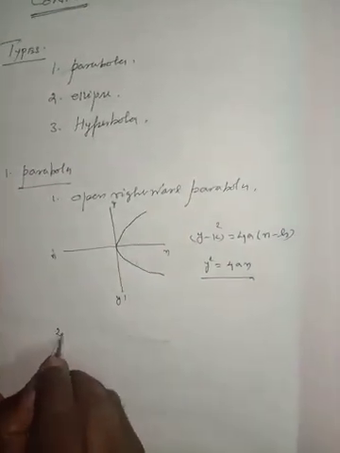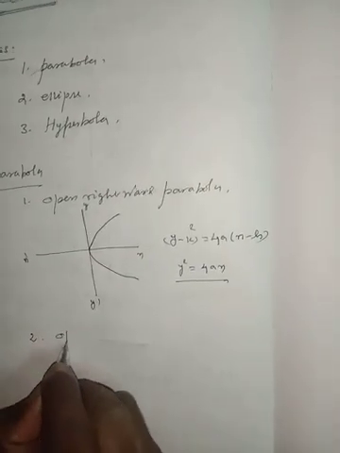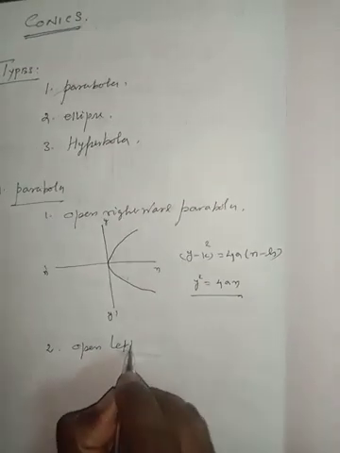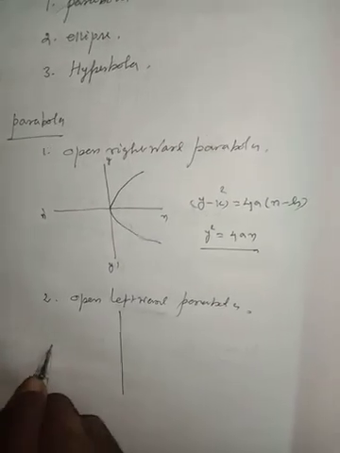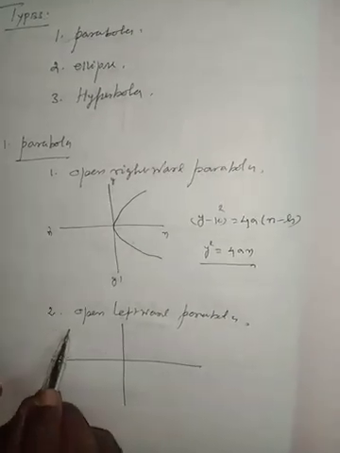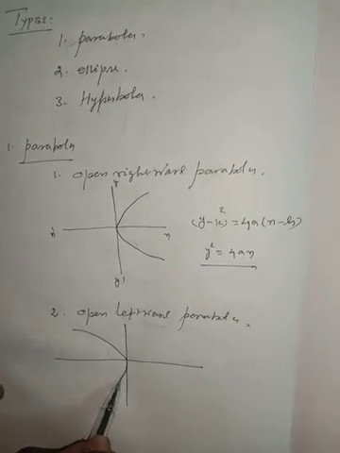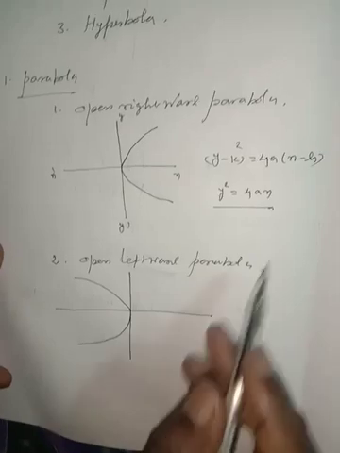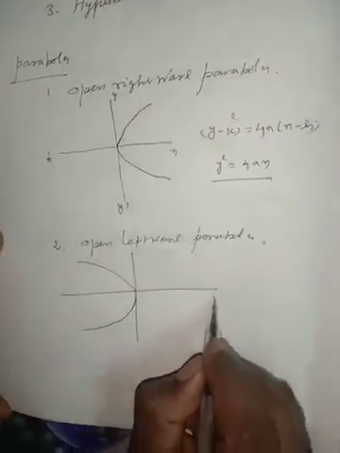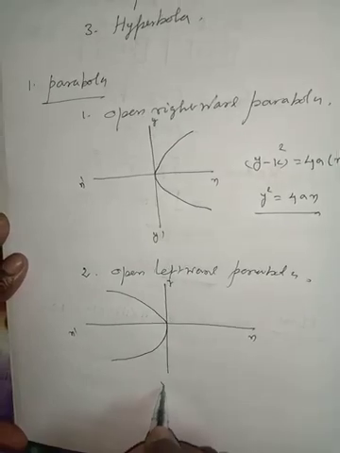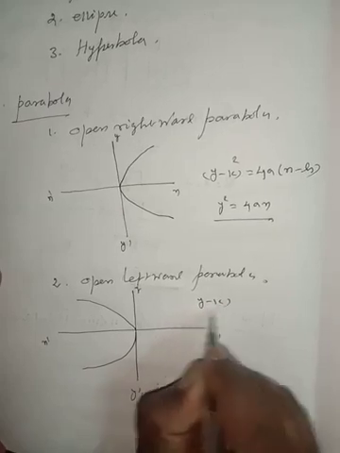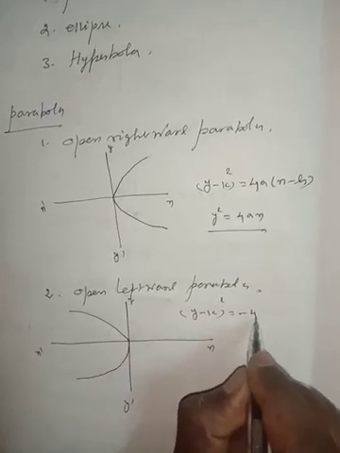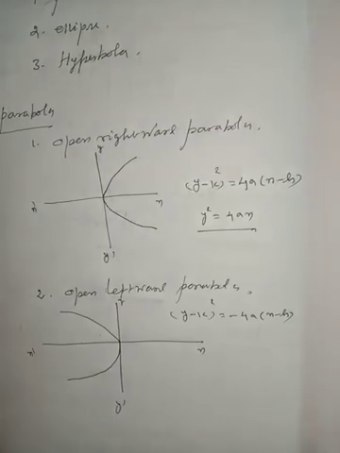Number 2, open leftward parabola. The shape of the diagram is this one. Open leftward parabola, x dash a, y dash. The general equation of the open leftward parabola is y minus k whole square is equal to minus 4a into x minus h.